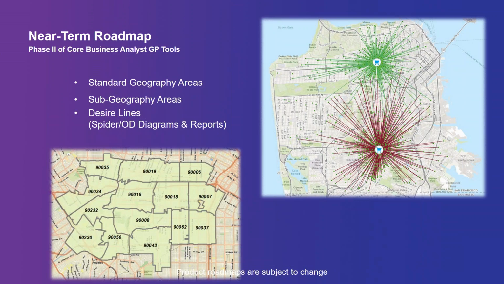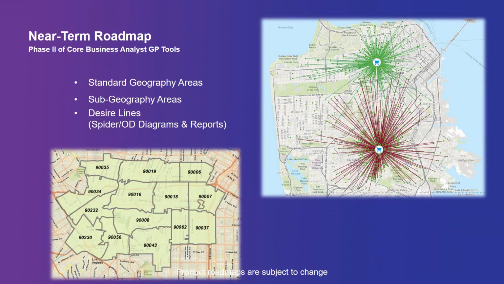Okay, some other stuff that's coming. What we call phase 2 of our core Business Analyst geoprocessing tools. Standard geography areas, so like those on-demand thematic maps that we support through color-coded layers, this time you can dynamically generate the administrative boundary areas. In this case, you see some zip codes. They could be postal codes anywhere in the world. Just connect to ArcGIS Online if you need some boundaries for some obscure level of geography in another country, or some other granular geography within the US. You can work with your local data, or you can work with your online connection.